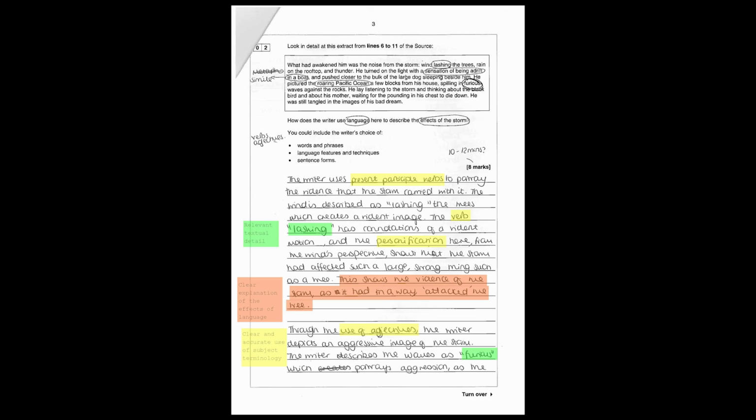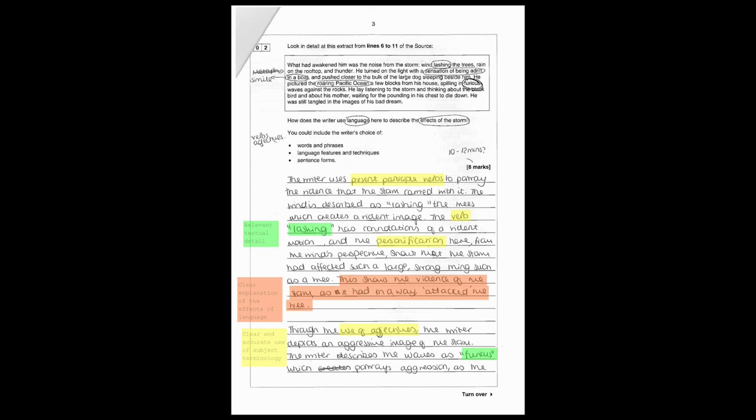So if we look at the beginning there, the first thing that the writer's been awarded for by the examiner is accurate use of subject terminology. So when the writer is talking about the language used for describing the effects of the storm, the first thing that the student here has used is the semantic field of fear. Semantic field is a language term, being a collection of words about one idea. So fear, fearing the storm and the effects of it.